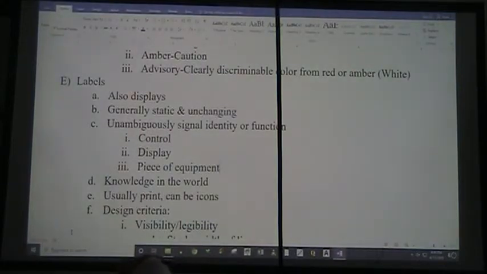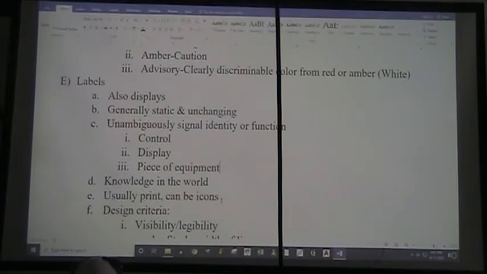Labels represent knowledge in the world. They can be print or they can be icons. Now, sometimes if they're icons, you don't really understand if you cross cultures. For example, when we went to Poland with the ice show, they represented the male restroom as a triangle and the female as a circle. And I've noticed that starting to pop up more and more here in America now, but that did cause considerable confusion at first amongst our ice show cast members and staff.